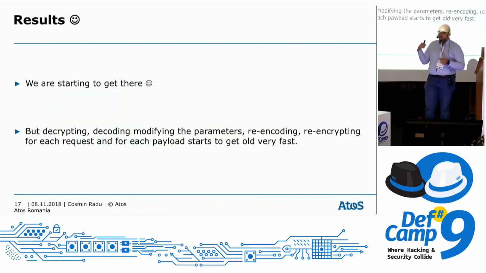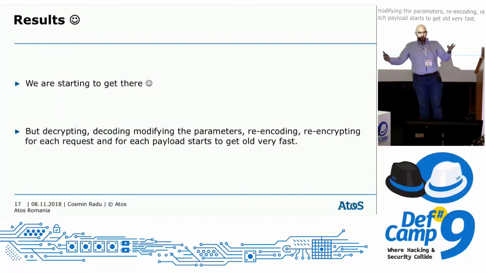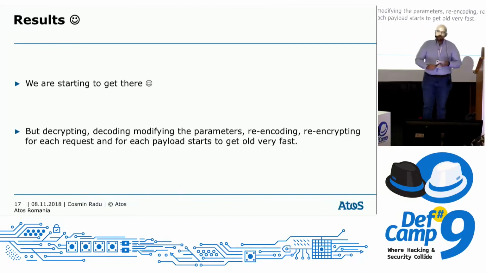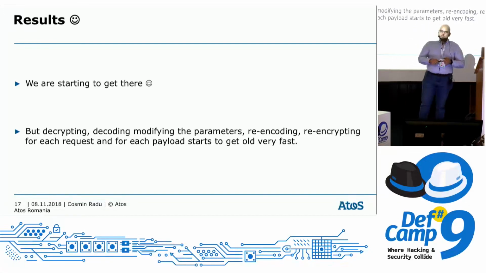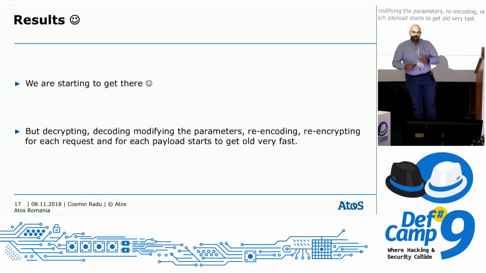Because we are starting to get there, no? We have the requests, we can see them, we can decrypt them, which is cool. But the problem is decrypting, decoding, modifying the parameters, re-encoding, re-encrypting for each request and for each modified parameter would have taken a lot more time than the assigned time for the pen test.